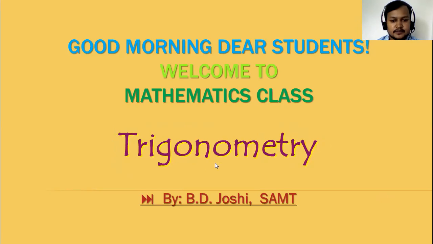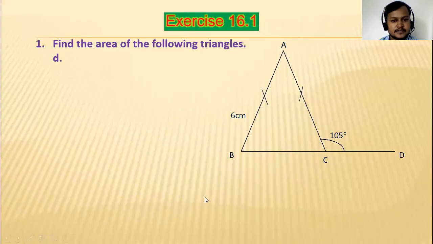We started the chapter of trigonometry last week and we discussed the area of a triangle, parallelogram, as well as questions related to height and distance. That means the angle of elevation as well as the angle of depression we discussed. And after discussing that, we started the first exercise of this trigonometry from the book of CDC. And let's continue from the same place today also.